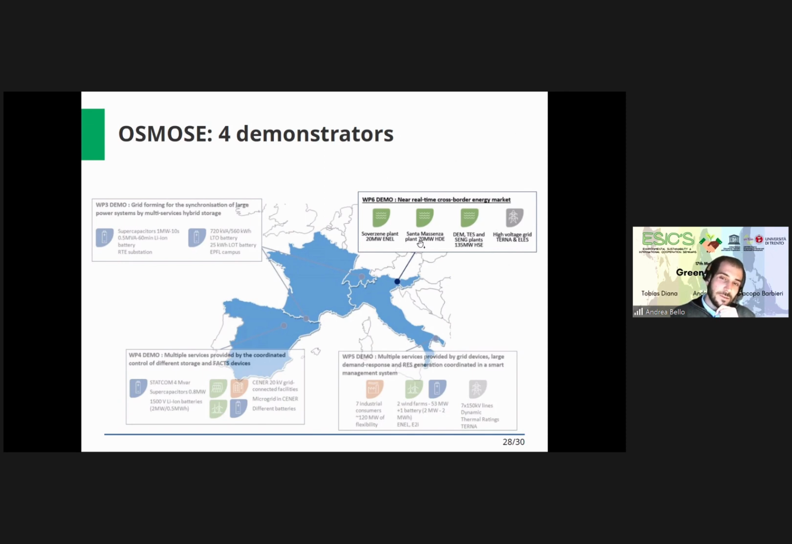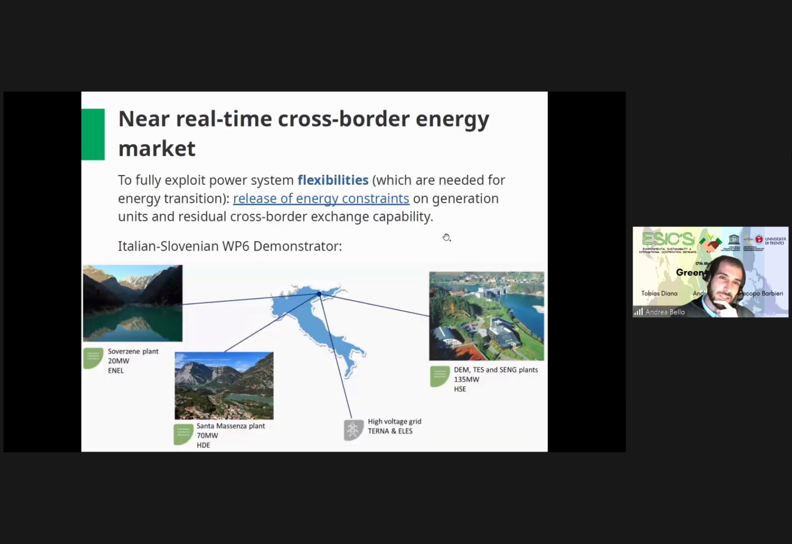The demonstrator where I'm working is the package 6 demonstrator, which is a near real-time cross-border energy market. This project tests the cross-border between Italy and Slovenia, and the purpose is to fully exploit the flexibilities. When we talk about flexibilities, we mean the ability to perform the regulations we were talking about before.